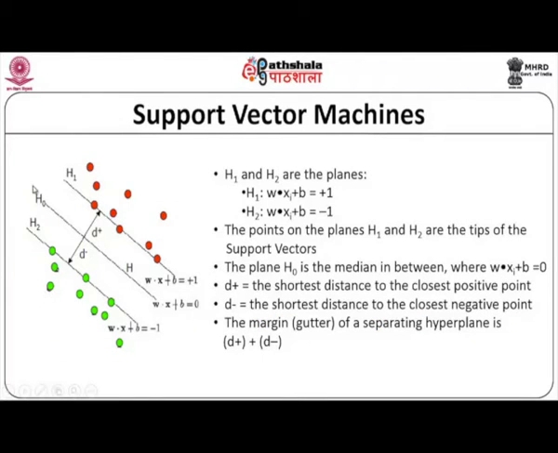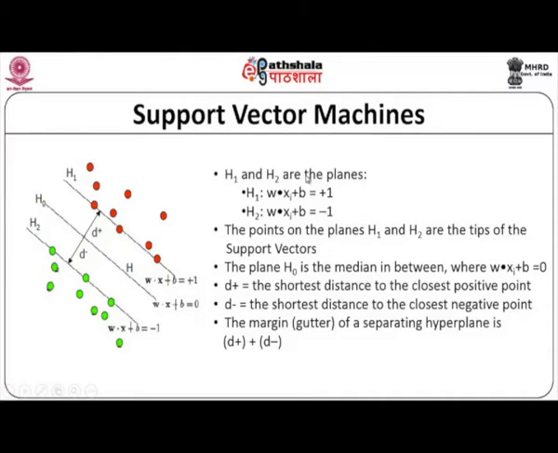In this diagram we have a hyperplane H0 that is decided based on two other boundaries, indicated by the notation H1 and H2. For this given diagram, we define two planes, H1 and H2 respectively. How H1 and H2 may be represented mathematically is, H1 may be decided based on the weight W associated to the input feature xi, plus a bias factor b, which is equal to +1, and the second hyperplane H2 may be decided based on the equation W into xi plus b equal to -1.